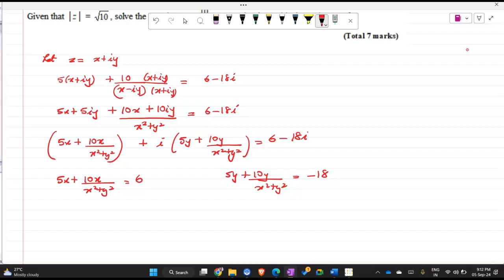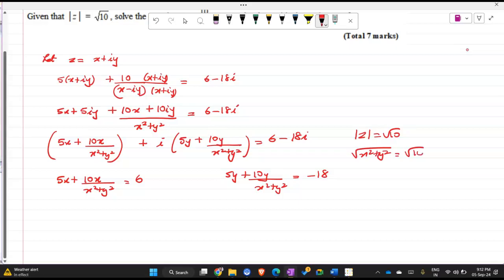But what do you use your mod z is equal to root of 10 for? Oh, mod z, I forgot. I could have used that. So your mod z is the root of 10. Your mod z is root of x square plus y square is equal to root 10. So therefore x square plus y square is equal to 10. Yeah, you're right. So I put that here. So this is basically 10.